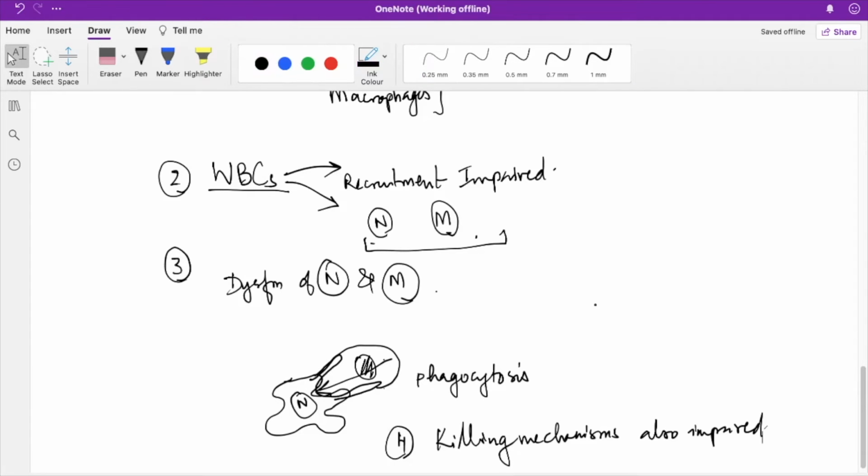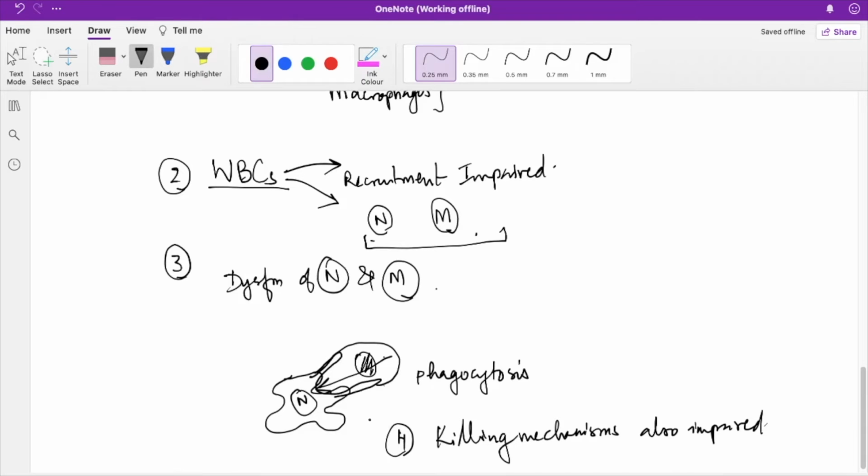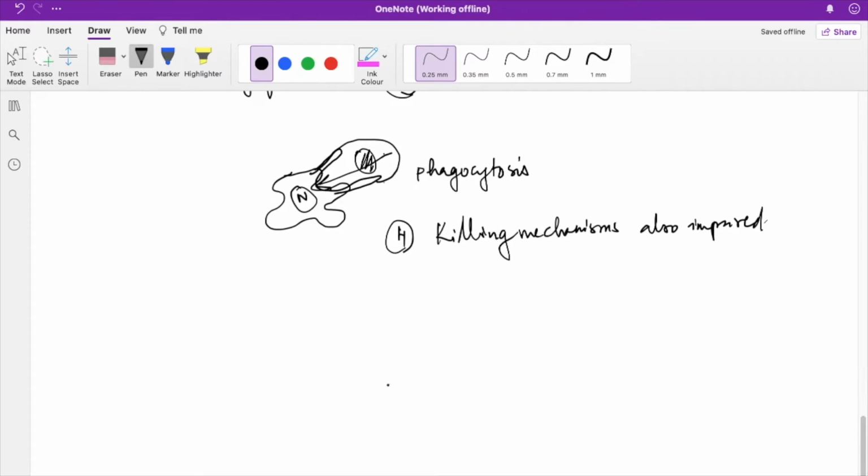Do not think our immune mechanisms are this simple. They are way, way complex. I've just given the overview in the most simple way. In short, we can say that in a person with uncontrolled levels of sugar, uncontrolled hyperglycemia, meaning the elevated sugar or glucose level, most of the defense mechanisms in the body are impaired.